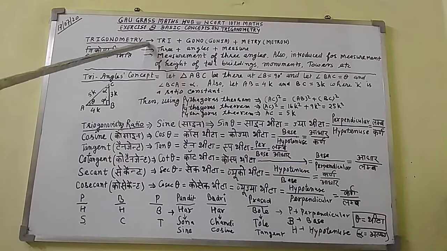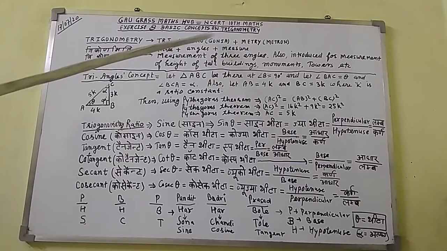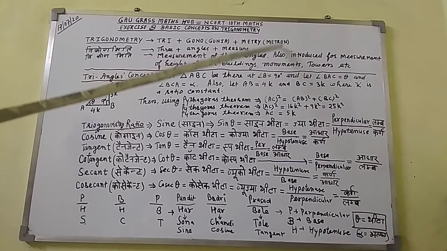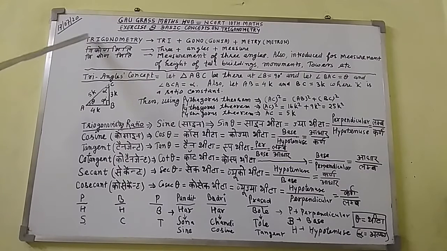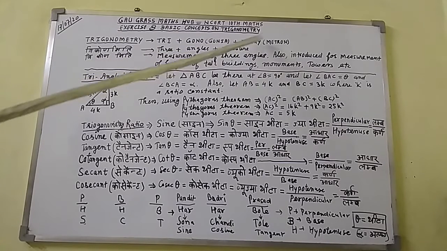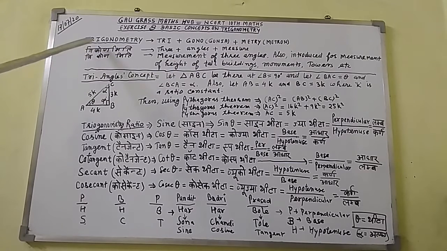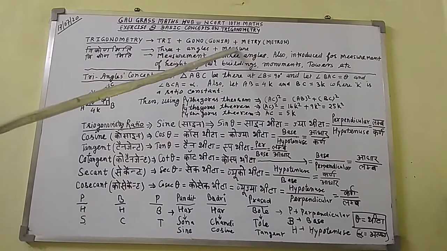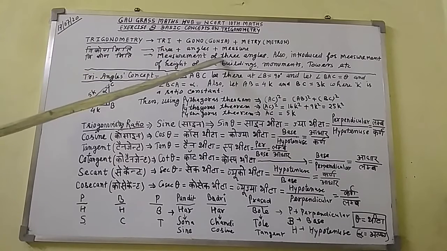Trigonometry comes from tri plus gono plus metry. Trigonometry itself consists of three words: tri means three, gono, that is gonia, means angle, and metry, that is metron, means measure. Hence, trigonometry is meant for the measurement of three angles.